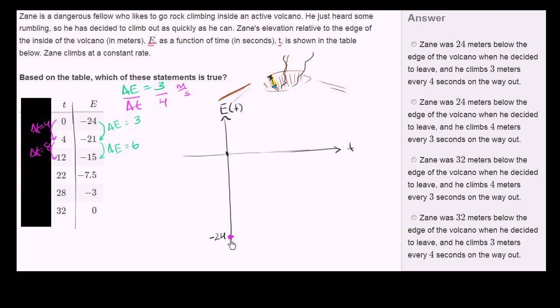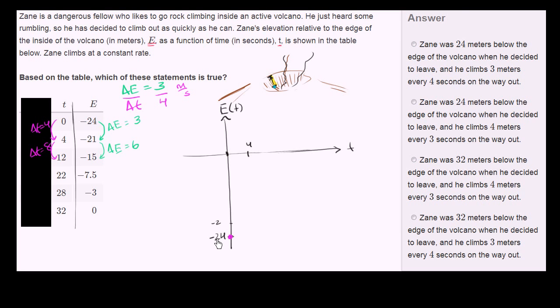So let's plot a few of these points. When time is 0, his elevation is negative 24. When time is 4, it's right over there, his elevation is negative 21. Let's say it looks something like this. And so his elevation as a function of time is going to look something like this. And let me actually draw it a little bit more to scale.